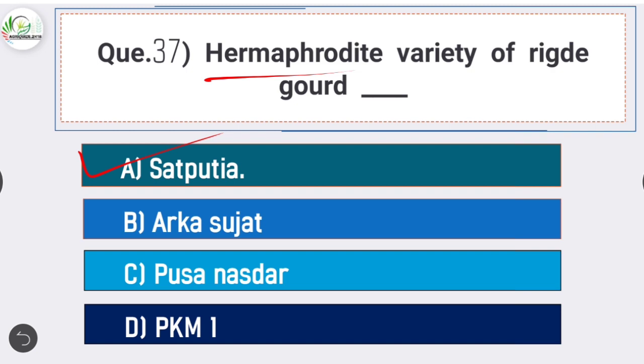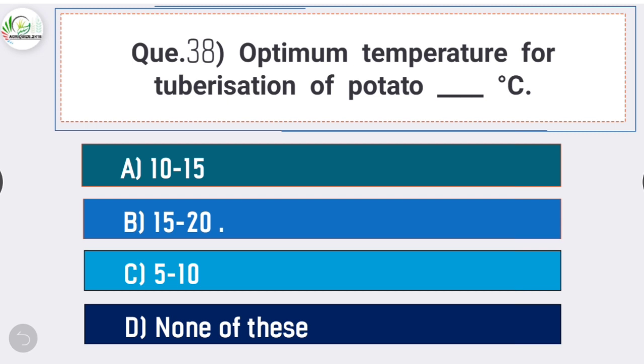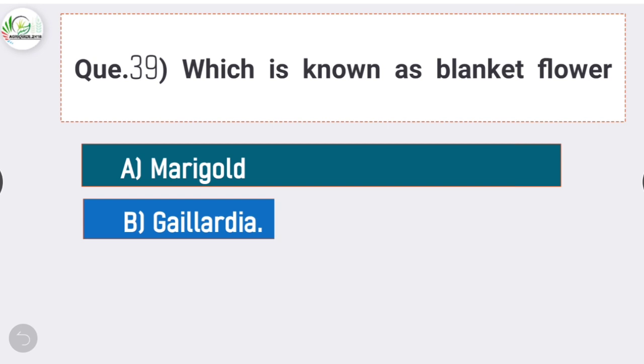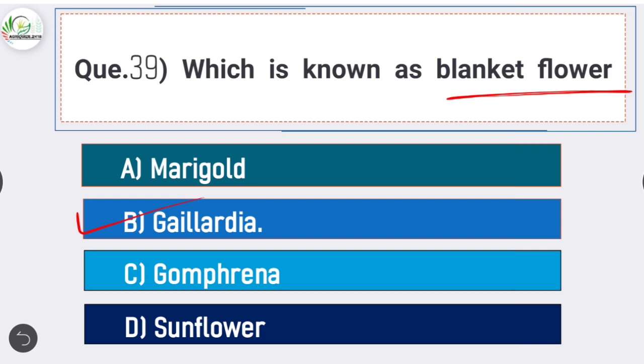Question number 38. Optimum temperature for tuberization of potato is - degree Celsius. Answer is option B, 15 to 20 degrees Celsius. Optimum temperature for tuberization in potato is 15 to 20 degrees Celsius. Question number 39. Which is known as blanket flower? Answer is option B, Gailardia. Gailardia is known as blanket flower.